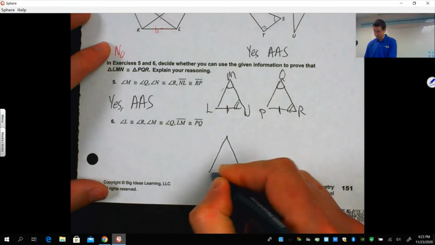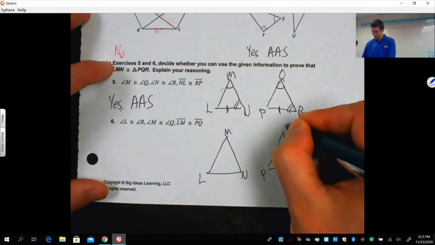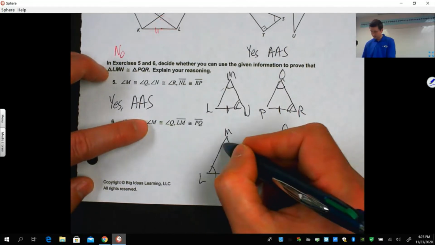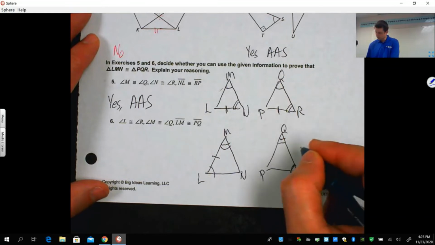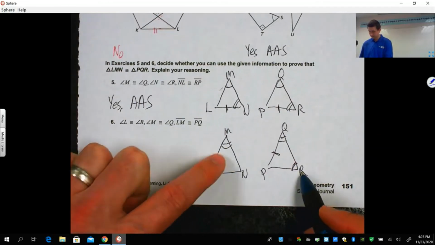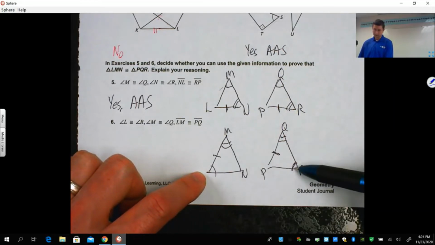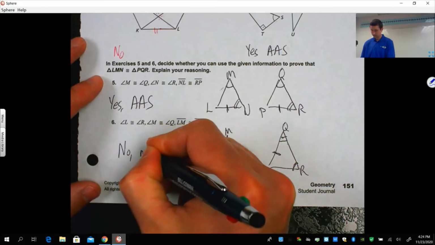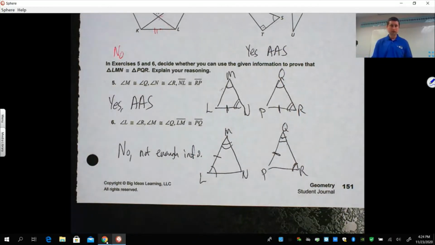Okay, let's set this up again. LMN and PQR. So L is congruent to R. M is congruent to Q, so we have two angles. And LM is congruent to PQ. Is that right? L is congruent to R, M is congruent to Q, and LM is congruent to PQ. Well, here it looks like you have angle side angle, but here you have angle angle side, since L is congruent to R and PQ. So no, not enough information.